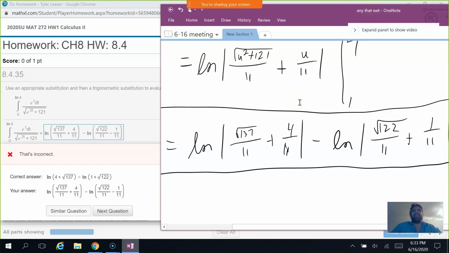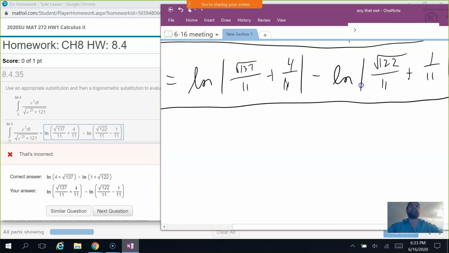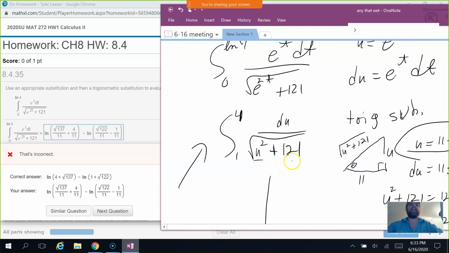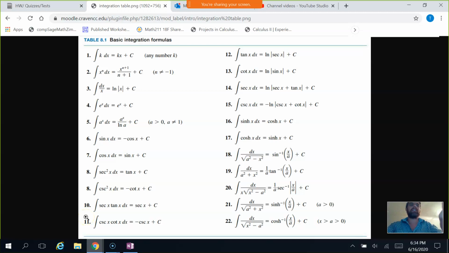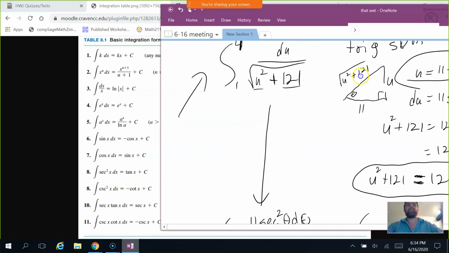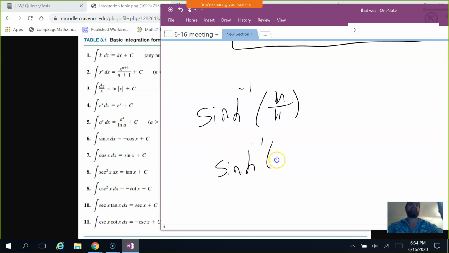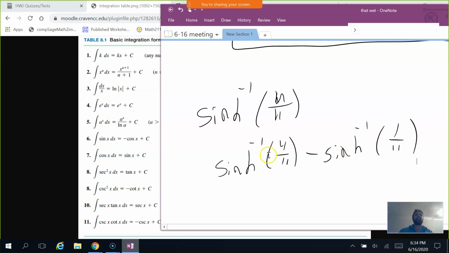It would, yeah, it would have taken the hyperbolic answer instead. So going back to this part here, our x would be u and our a would be 11 in this case. So it's just the hyperbolic sine inverse of u over 11. So you could do inverse hyperbolic sine of u over 11 and then plug in the 4 and the 1. So inverse hyperbolic sine of 4 over 11 minus inverse hyperbolic sine of 1 over 11. This would also be counted right.